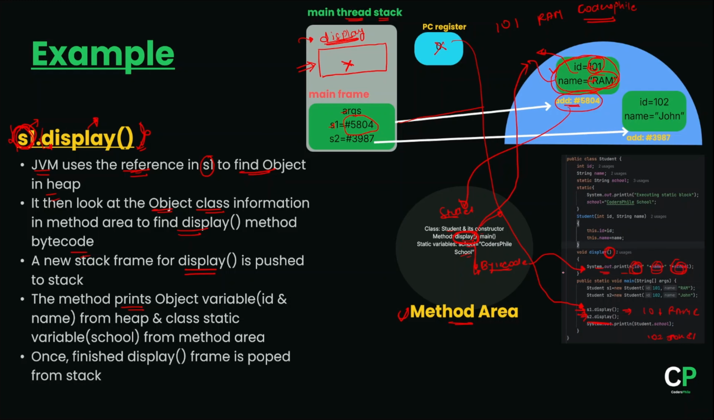Now once the execution of the System.out.println finished, the display frame will be popped from the stack, and the program counter register will update to point to the next instruction, that is s2.display. Now similarly the s2.display method will execute and print 102 John and Codersphile. Now the program counter will update and point to the last line, that is System.out.println(Student.school).